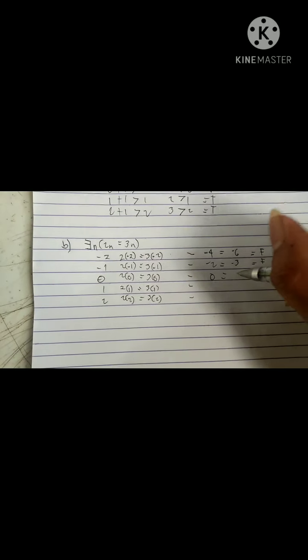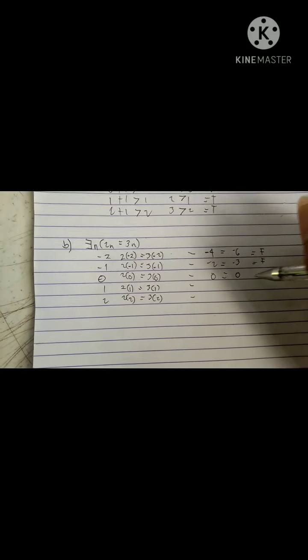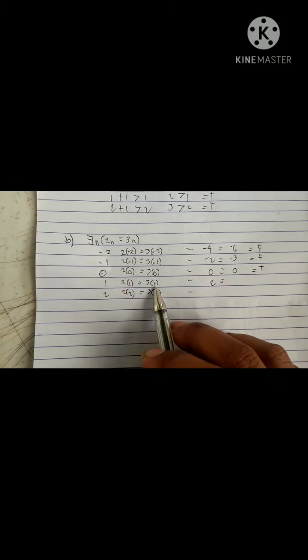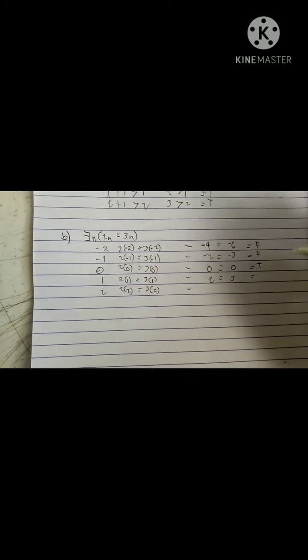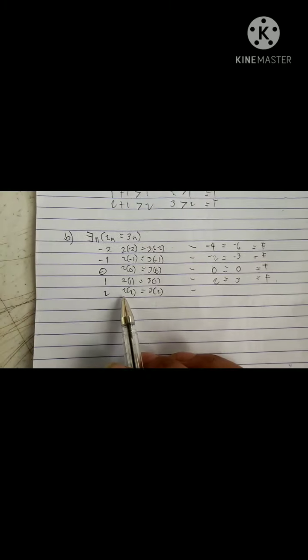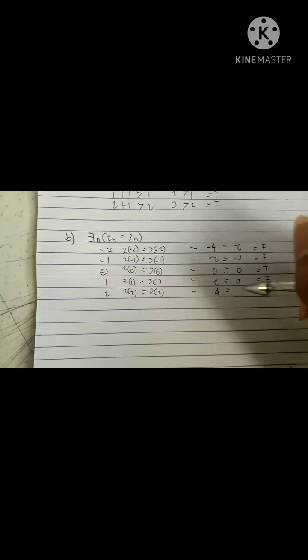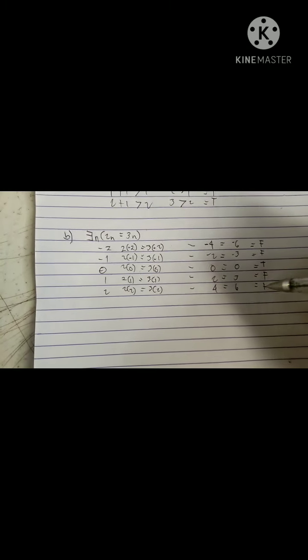2 times 0 is equal to 0. Then 3 times 0 is equal to 0. So it is true. 0 is equal to 0. Next, 2 times 1 is 2 equals 3 times 1 is 3. So it is false. The last one is 2 times 2 is 4 equals 3 times 2 is 6. So it is false.